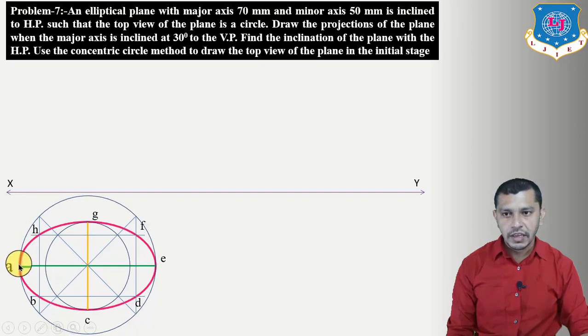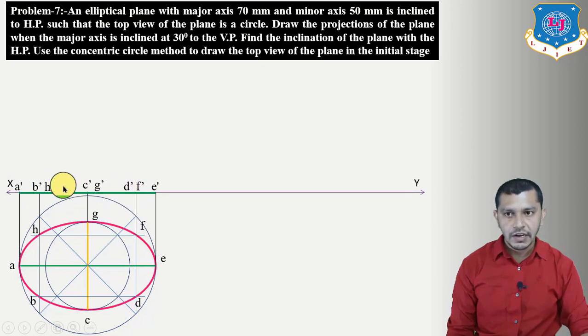So for that, project points A, B, C, D, E, F, G, H vertically upwards. So here we will get A dash, here we will get H dash B dash, here we will get C dash G dash, here we will get D dash F dash, and here we will get E dash. Now connect these points, we will get the elevation of the ellipse, and it will be a line because in the first stage we have assumed the surface of the ellipse parallel to the horizontal plane and perpendicular to the vertical plane. Now we have to derive the second stage, and in the second stage we have to derive the condition with the horizontal plane.